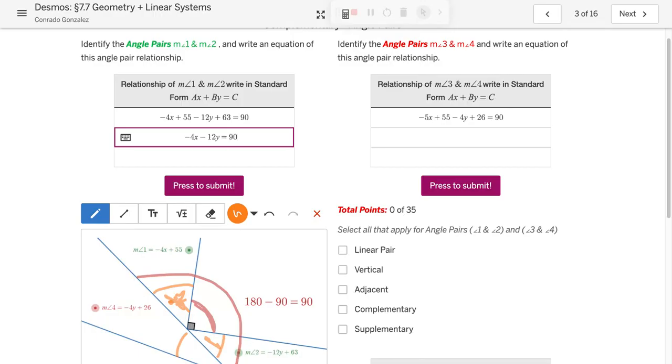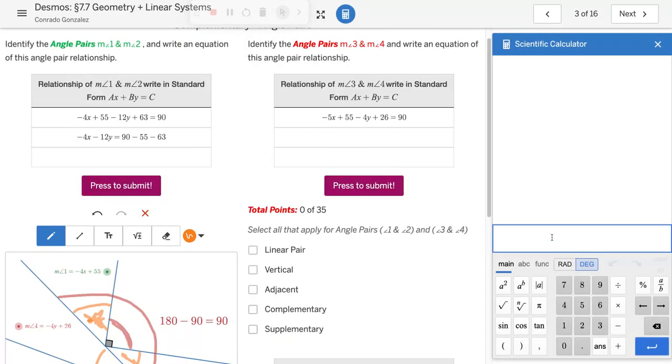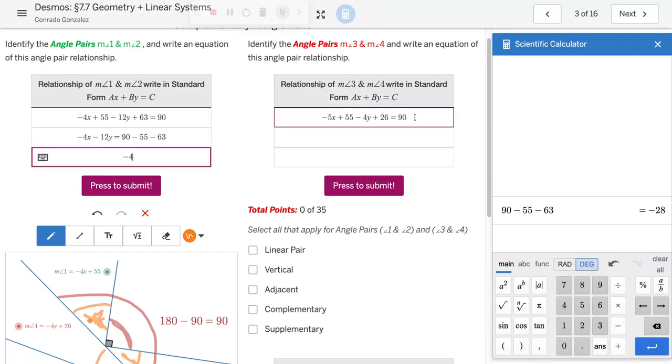Now I'm subtracting 55 from both sides, and I'm subtracting 63 from both sides. And when I do that on the left side, 55 minus 55 is 0, 63 minus 63 is 0. So on the other side, I just have 90 minus 55 minus 63. I can use my built-in calculator to work that out. 90 minus 55 minus 63 equals negative 28. So this is minus 4x minus 12y equals minus 28.